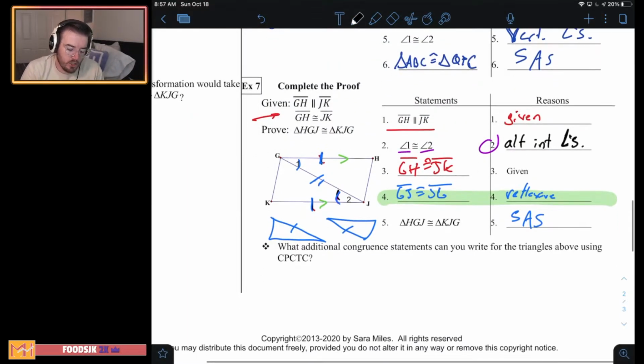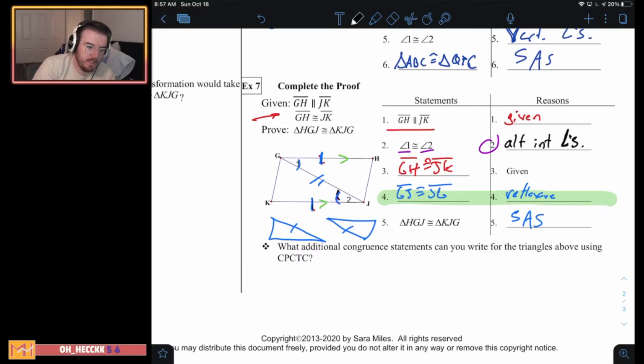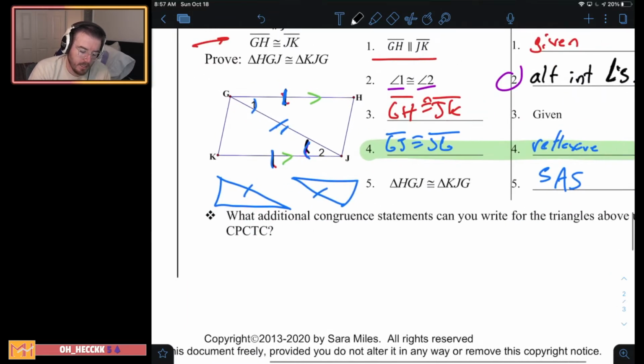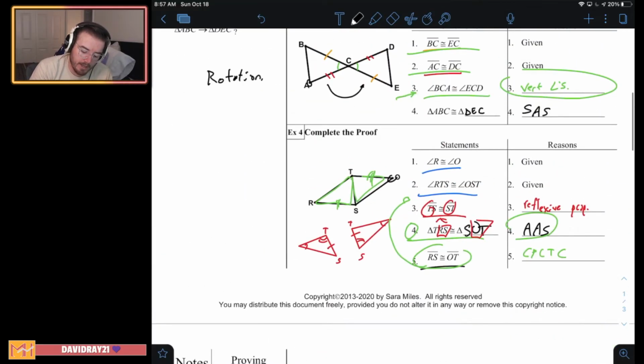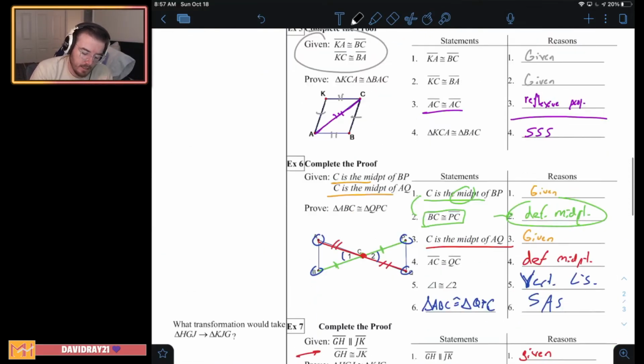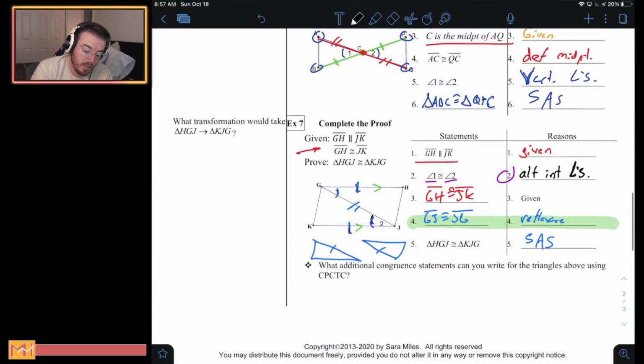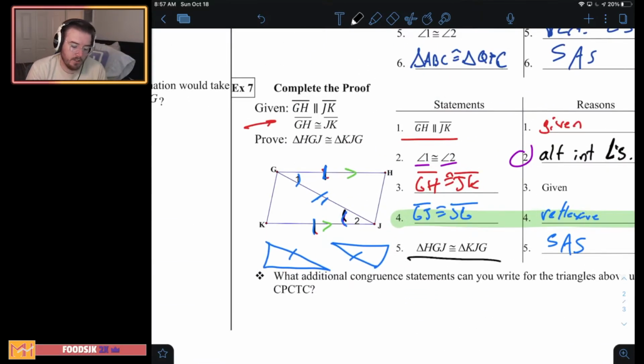So, what additional congruent statements can you write for the triangles above using CPCTC? The last question here. What additional? So basically it's saying, you remember how this proof right here ended with CPCTC? Essentially this question is asking us, now that you've shown the triangles to be congruent, is there anything else you could say? Yeah, we could say a lot of things.